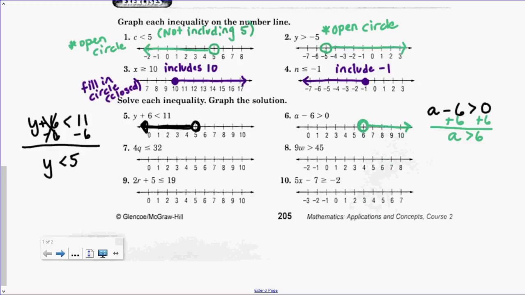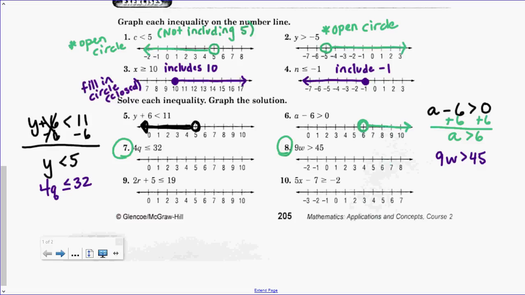Okay, why don't you try 7 and 8 on your own, and then I'll graph the solutions. So 7 and 8, those are just one-step equations. Go ahead and solve those and see what you get. And then try to graph them on the line. Okay, if you didn't pause it and try to do it. If you did it already, you can keep listening.